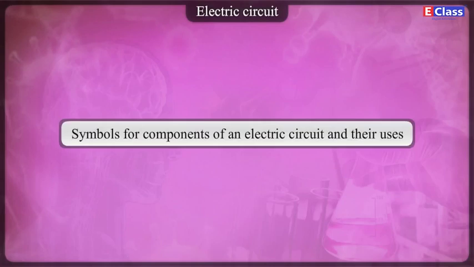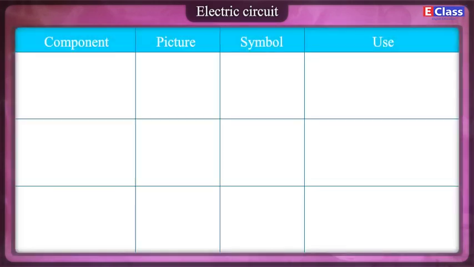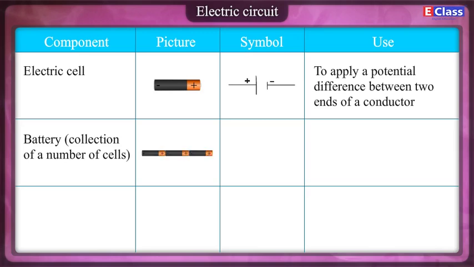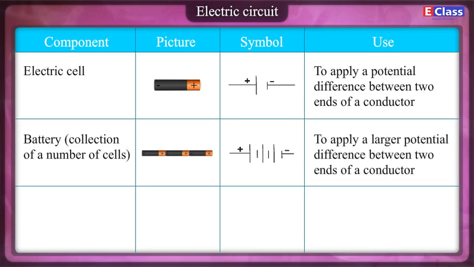Symbols for components of an electric circuit and their uses. Component: electric cell. Use: to apply a potential difference between two ends of a conductor. Component: battery, a collection of a number of cells. Use: to apply a larger potential difference between two ends of a conductor.